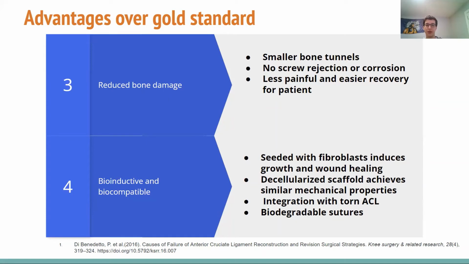The incorporation of smaller bony tunnels and biodegradable sutures rather than screws would enable an easier and less painful recovery for the patient. Furthermore, our scaffold induces growth and wound healing from the native ACL, which is not present in reconstruction surgery because the remnants of the torn ACL are removed before a graft can be implanted. Also, our scaffold will achieve similar mechanical properties to native ACL, as we will be using a decellularized porcine ACL for our scaffold rather than a graft from another tendon, such as the quadriceps or hamstring, which may have different mechanical properties.